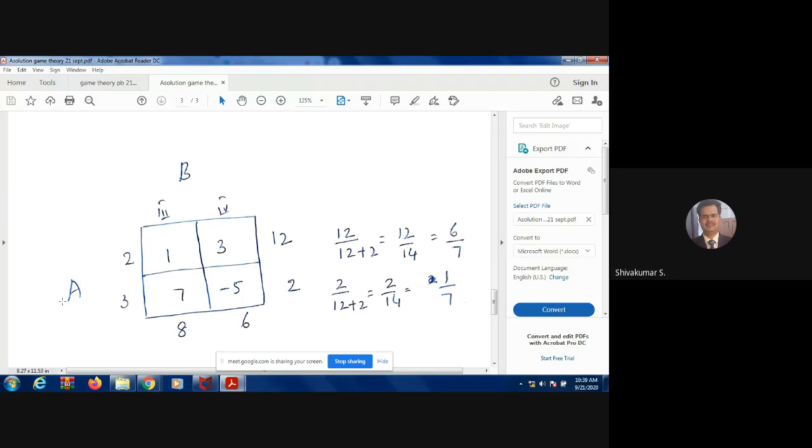So you have A and B, 2, 3 and 1. Now you take the difference of the values. See, first row, 1 and 3, the difference is 2, written on the second row. Second row values, 7 minus of minus 5, 12, written on the first row. Similarly, column-wise, 1 and 7, the difference is 6. Second column, 3 minus of minus 5, 8. This is called the oddments of player A and player B.